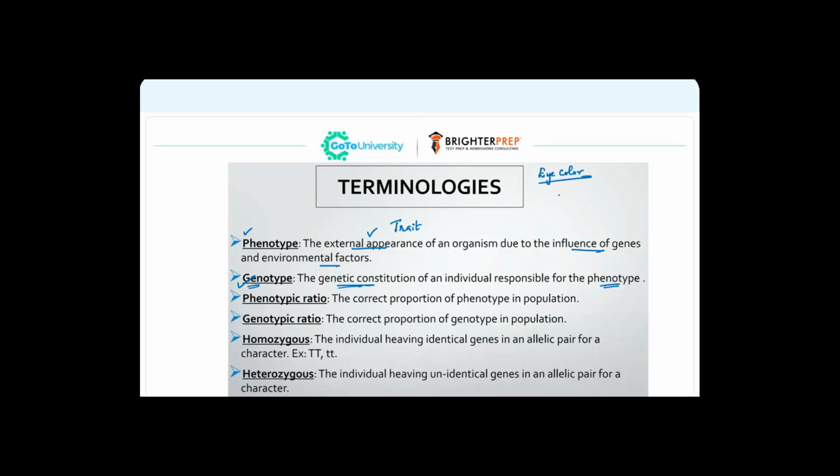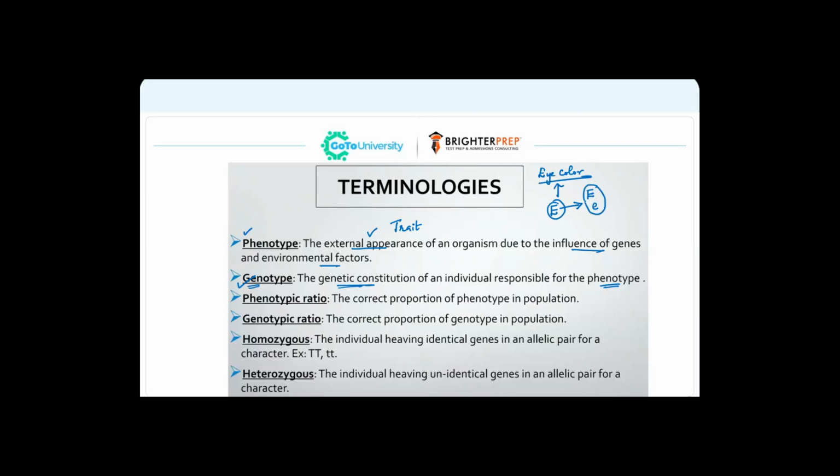If this is caused by a particular gene, we can represent this trait by the letter E. So E is the gene which causes the eye color of a particular organism. We can represent this particular gene by different letters. That means they can be either dominant or recessive, and this is the genotype.